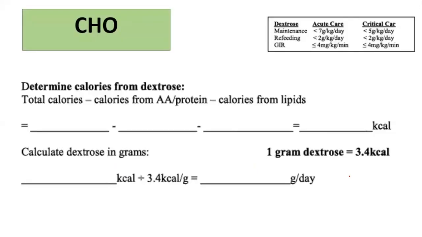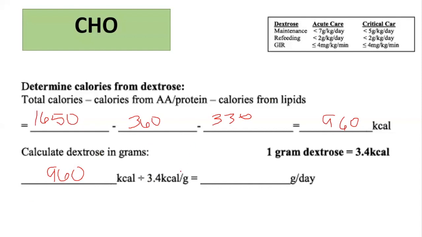Finally, we have carbohydrates. We have to figure out how much we have left to work with. So 1,650 calories we started out with. We use 360 on our protein, 330 on our lipids, and that leaves us with 960 calories.